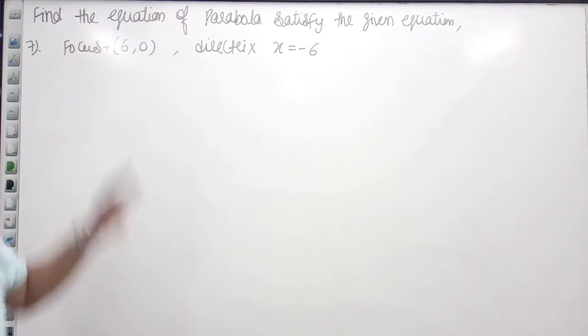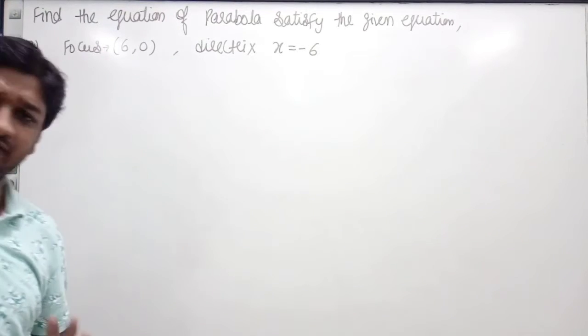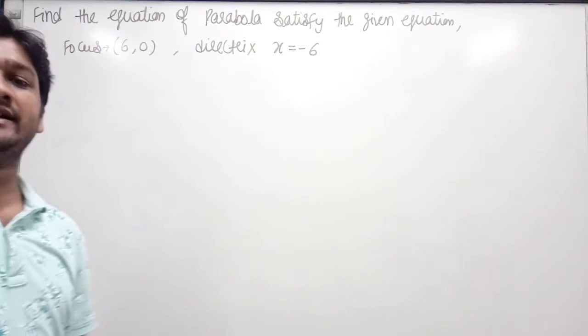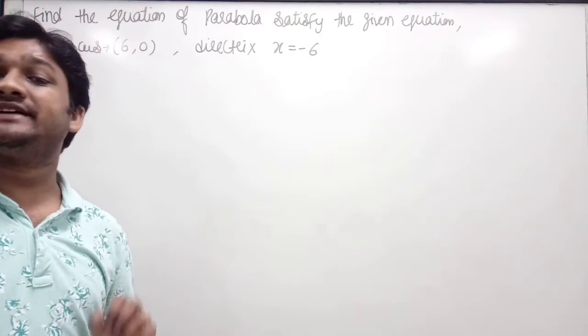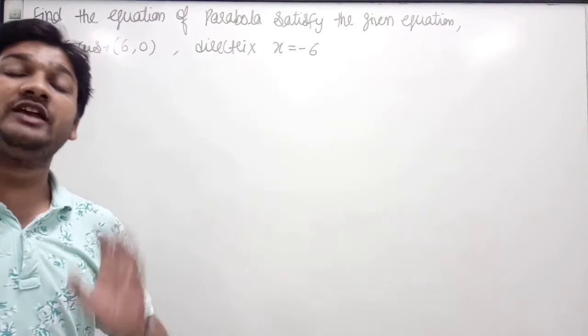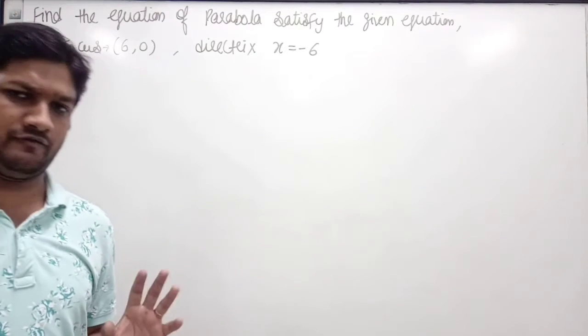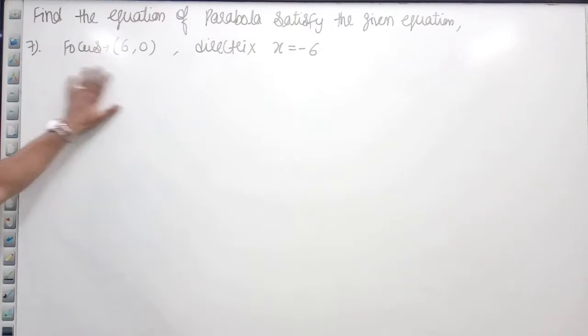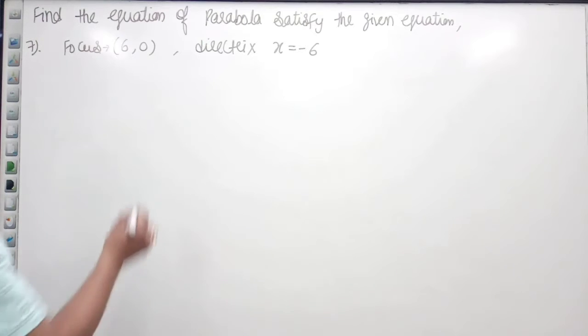Next question we have, find the equation of parabola satisfying the given conditions. In our NCERT exercise, we have only given the standard forms. Means we'll be having the equation of parabola in any of the standard forms. Now if you see, focus is (6, 0), directrix x equal to -6.